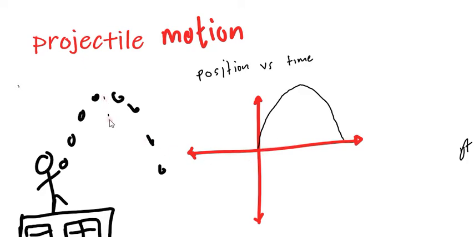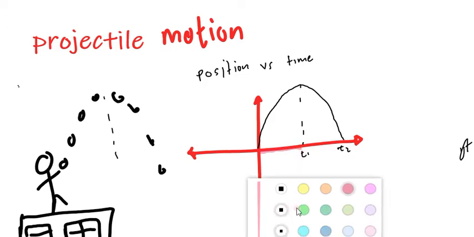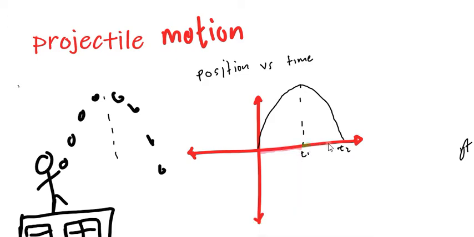But I did say that the time it took to go up is the very same time it will take to go down. So I call this one time 1, time 2. Moving from this time to here is equal to moving from this time to here.